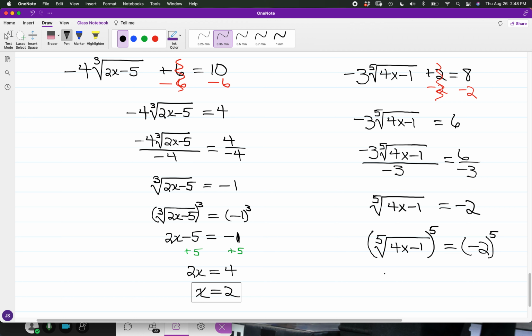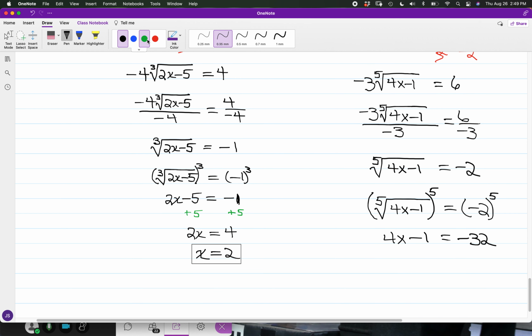So what I have on the left is 4x minus 1. And for -2 to the fifth, -2 to the second is going to be 4, to the third is -8, to the fourth you have 16, and then to the fifth you have 16 times -2, so we have -32.